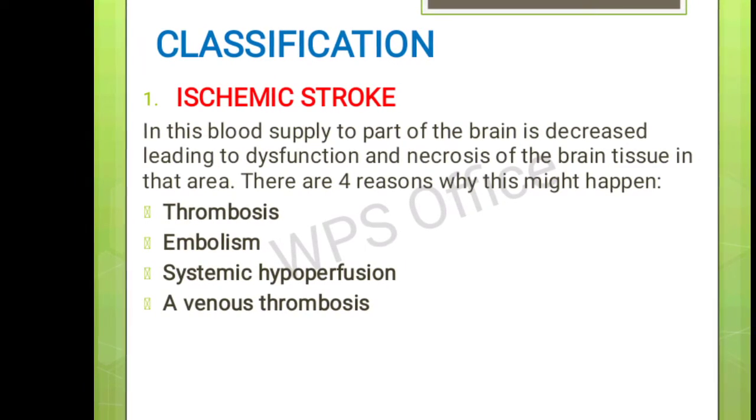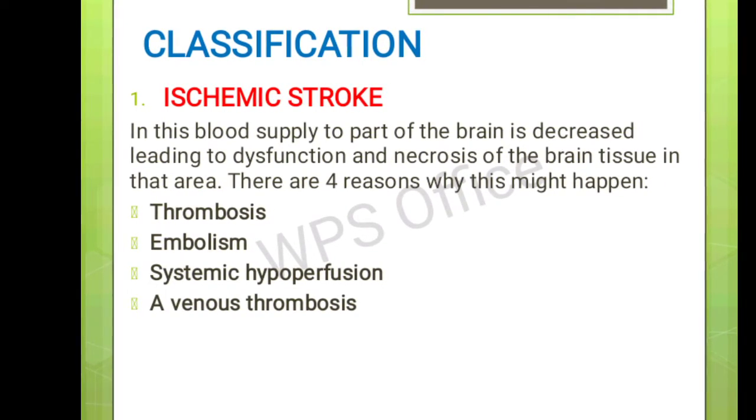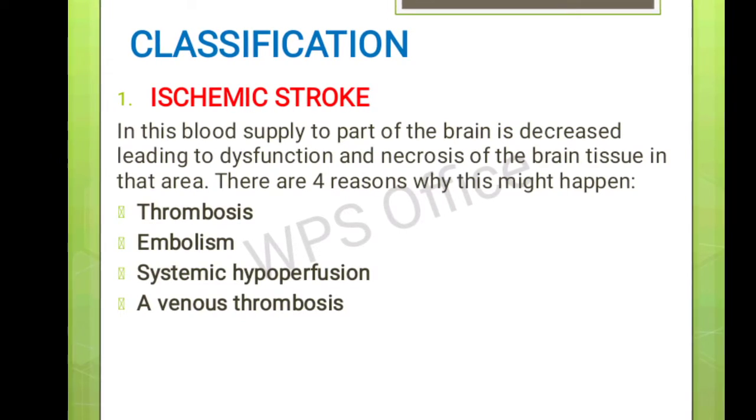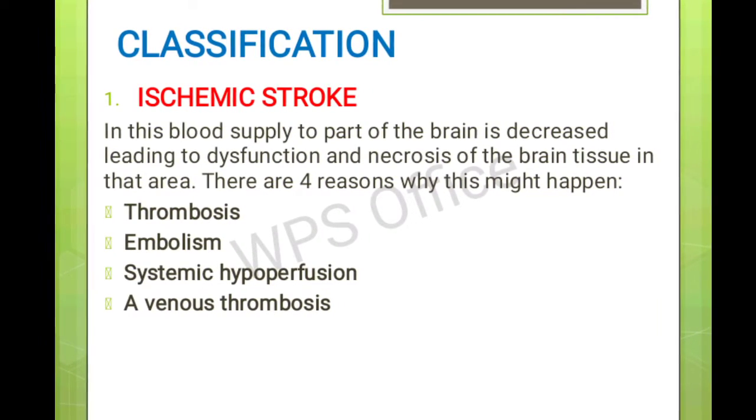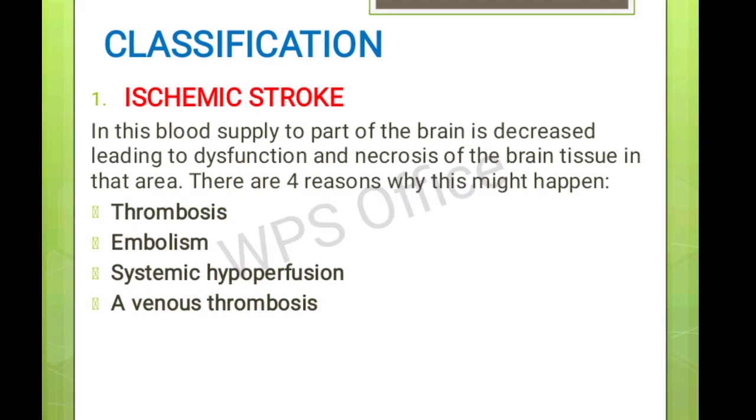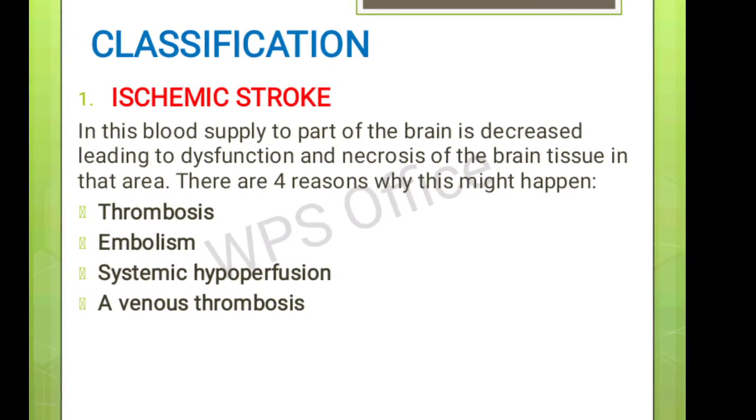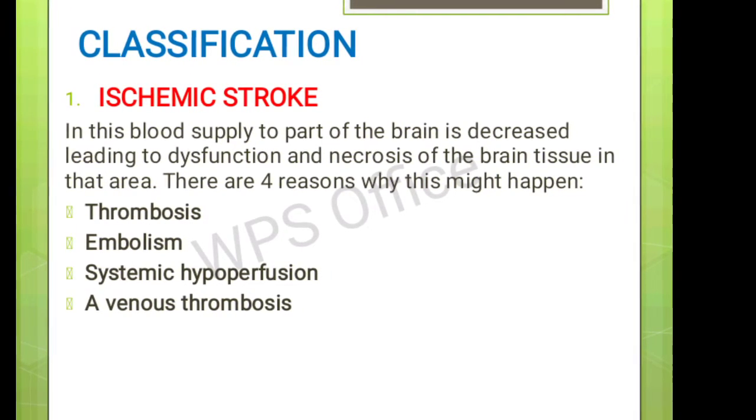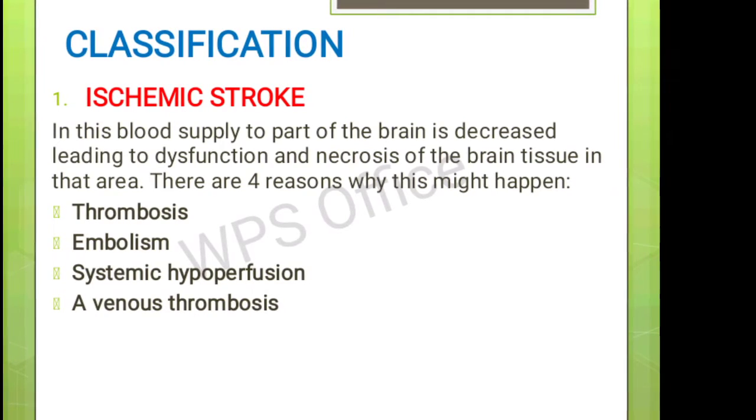The next is the classification. It is classified into two main types, ischemic and hemorrhagic. In ischemic stroke, blood supply to part of the brain is decreased, leading to dysfunction and necrosis of the brain tissue in that area. Ischemic stroke is caused by four main reasons: thrombosis, embolism, systemic hypoperfusion, and venous thrombosis. Thrombosis is obstruction of the blood vessels by a blood clot. Embolism is obstruction due to an embolus from elsewhere in the body. Systemic hypoperfusion means a general decrease in the blood supply, for example in shock. Systemic means all over the body. Venous thrombosis is thrombosis occurring inside the veins. These are the main four causes of ischemic stroke.